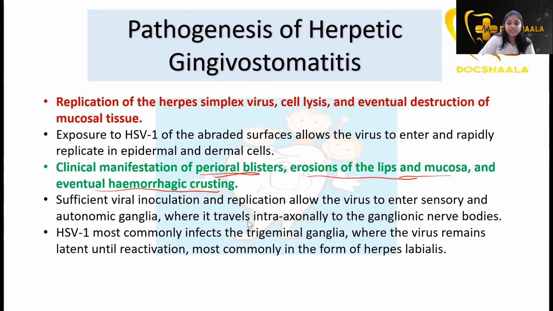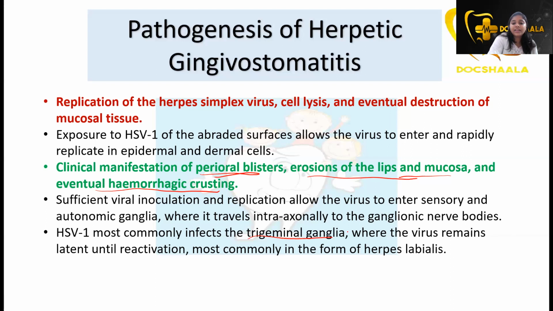Sufficient viral inoculation and replication allow the virus to enter the sensory and autonomic ganglia. Autonomic ganglia, that is, it is involving the nervous system, right? So sufficient inoculation and replication allows it to enter the sensory and autonomic ganglia, where it travels intra-axonally to the ganglionic nerve bodies. HSV1 most commonly infects the trigeminal ganglia.